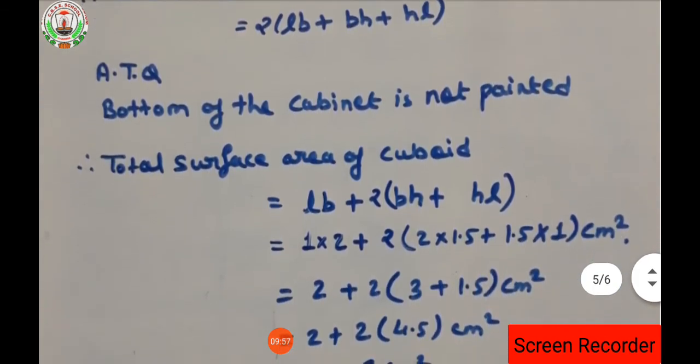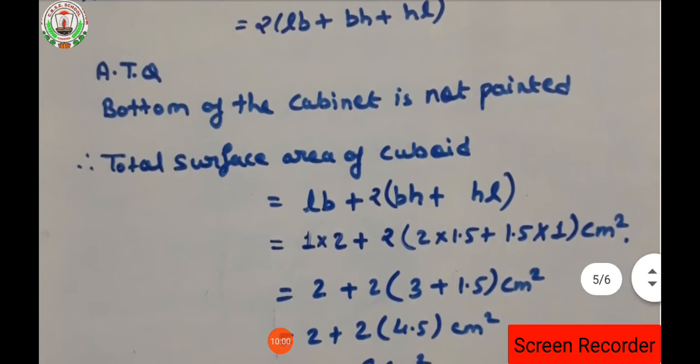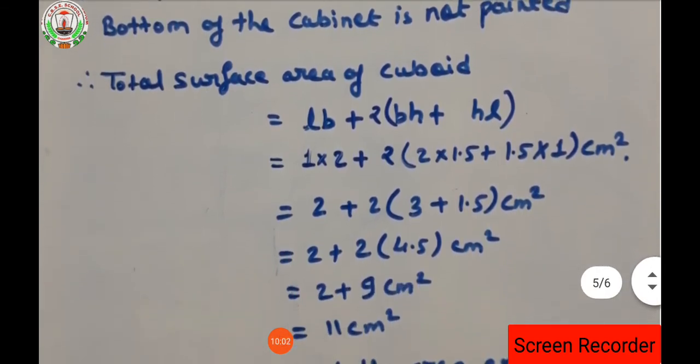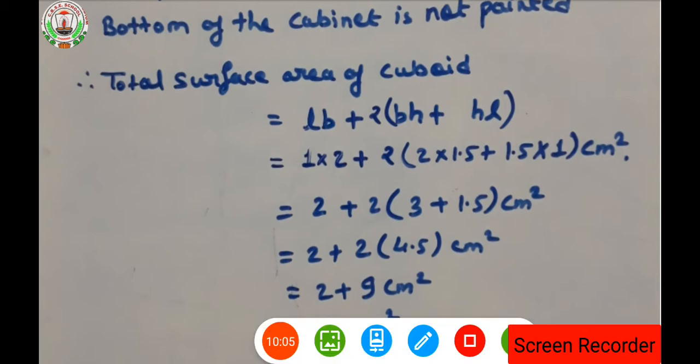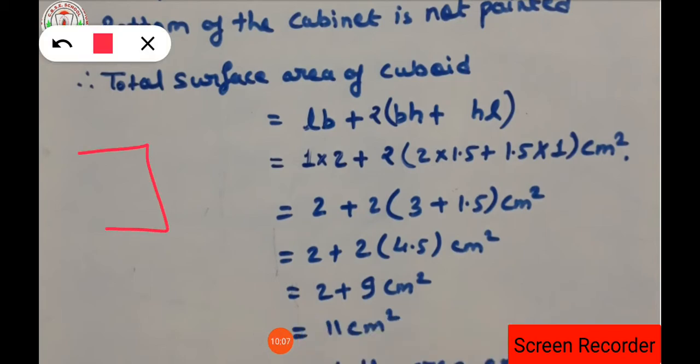while explaining the question, I had said to you that the bottom of the cabinet is not painted. So the total surface area formula will be changed a little bit. Why? Since this is the cabinet, its walls will be painted, its roof will be painted, but the bottom of that cabinet is not going to be painted. So the bottom is L and B, length and breadth, isn't it? So this bottom is not going to be painted. So the formula will be changed to LB plus 2 into (BH plus HL).